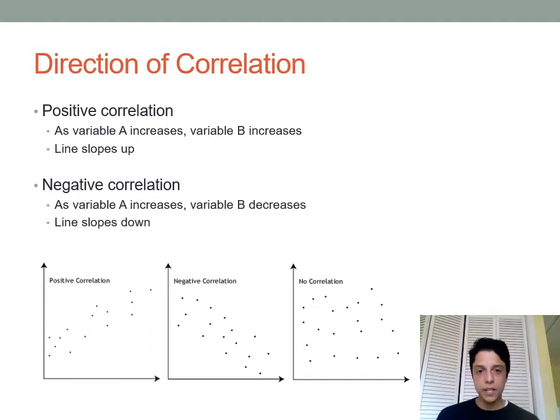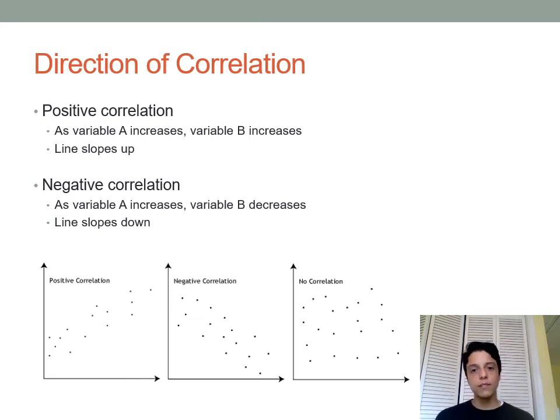The other option, if you don't have a positive or a negative correlation, is a zero correlation, or no correlation. And no correlation doesn't look like a line that slopes up or a line that slopes down. It just looks like a big blob. And you can see that as one variable increases, there's no clear trend in what the other variable is doing.